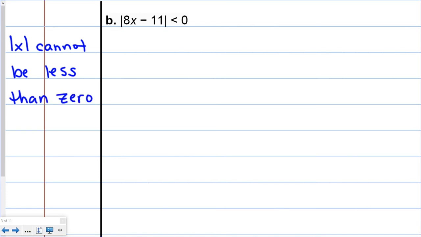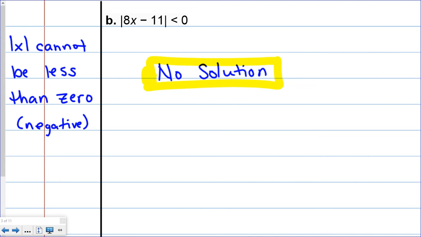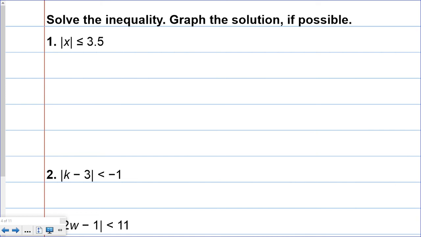So if that cannot be less than 0 or negative, then our whole answer here must be no solution. So make sure you pay close attention to that. Okay, moving on. We may come back and get some of these extra problems. For right now, we're going to go ahead and skip past them.